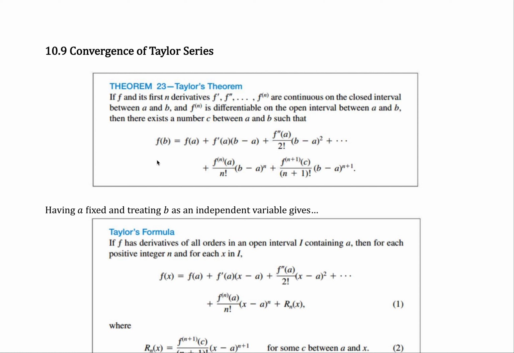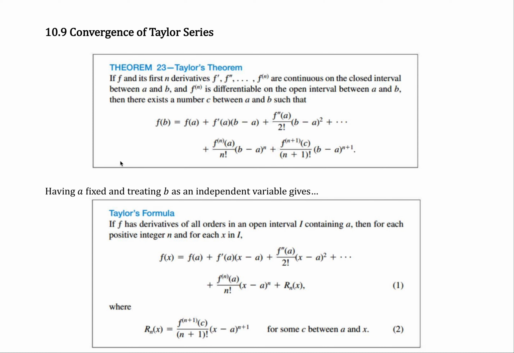This really is just a generalization of the mean value theorem. So we have this point C that's going to serve as a remainder term. If we take Taylor's theorem and let A be a fixed point, let B be our independent variable. So in other words, we're going to replace B with X.